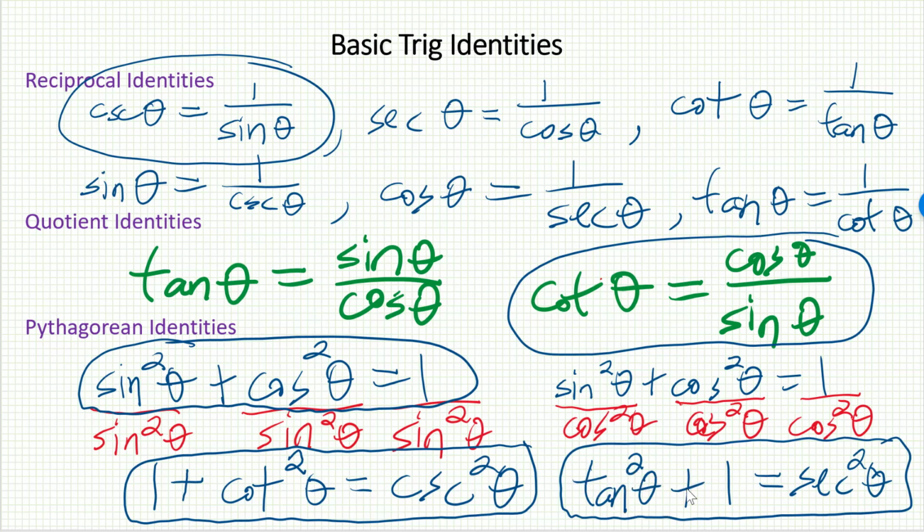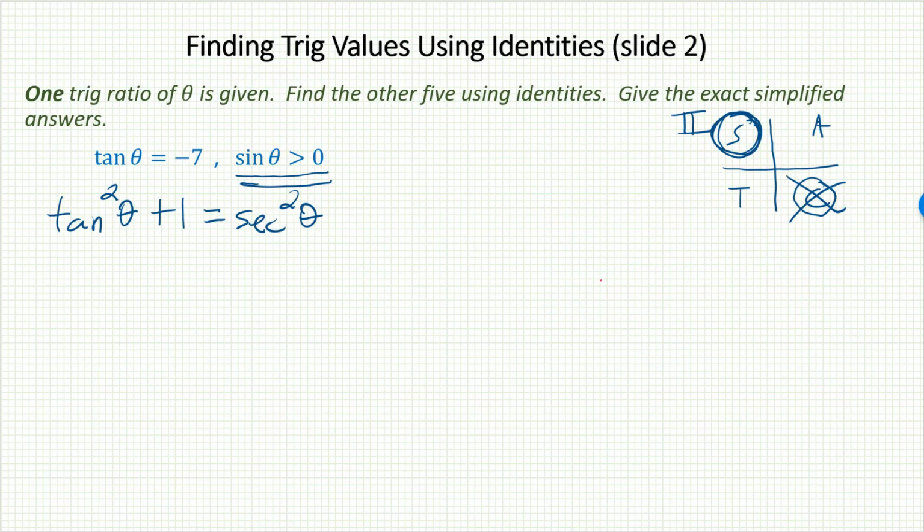Tangent squared theta plus 1 equals secant squared theta. I'll plug in the ratio that I know, which is the tangent ratio. Remember, this means the entire tangent ratio being squared. And then I'll solve this for the other ratio, for secant theta. It's actually pretty easy. The left side here is just a number.